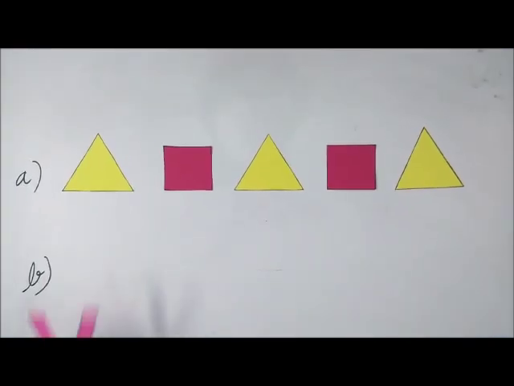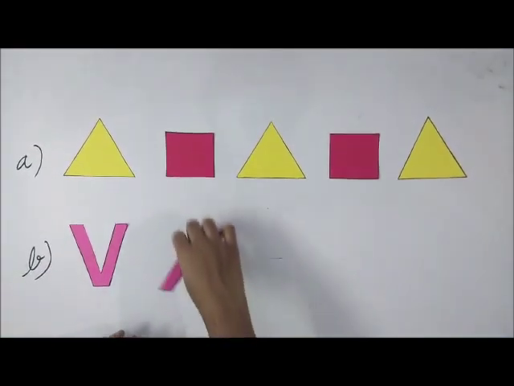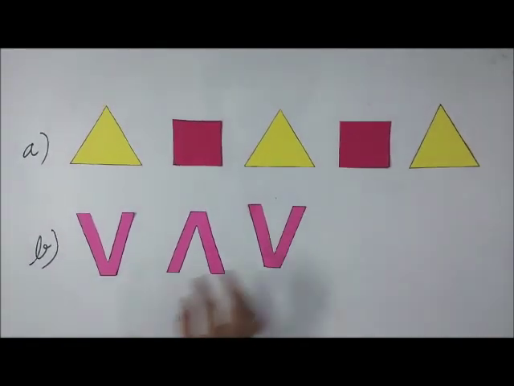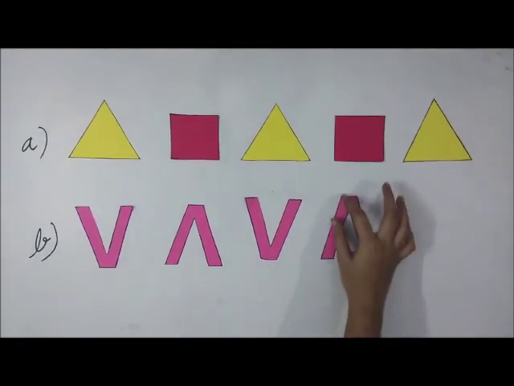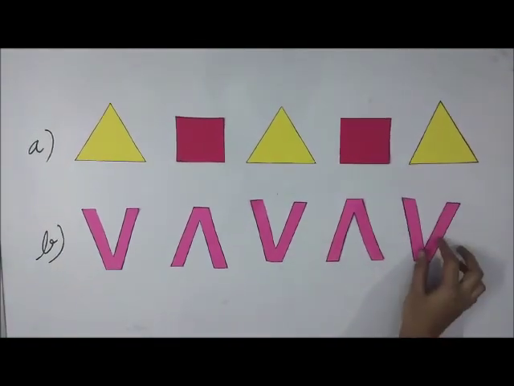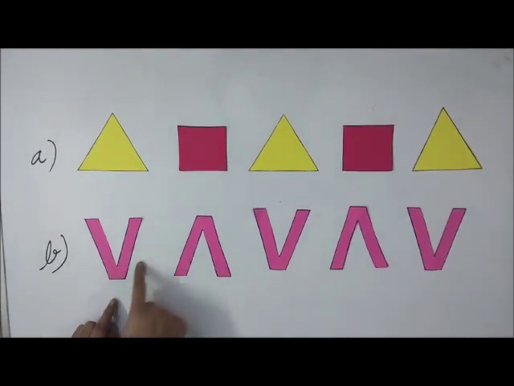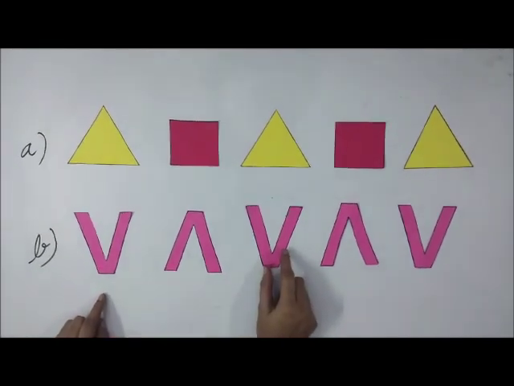Our second example is V is in upward direction, then V is in downward direction, again V will be in upward direction, V will be in downward direction, then again V will be in upward direction. As you can observe, this letter has 2 straight lines, same as you have to do for others also.